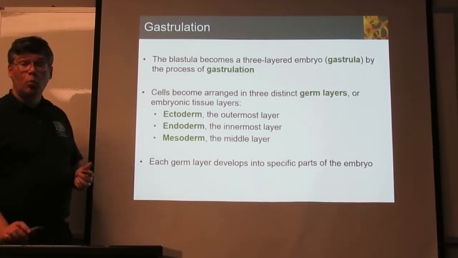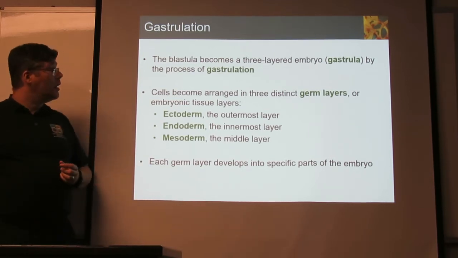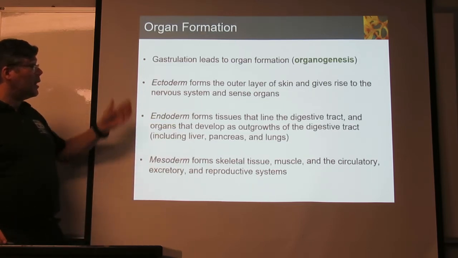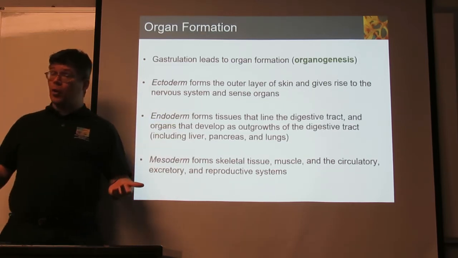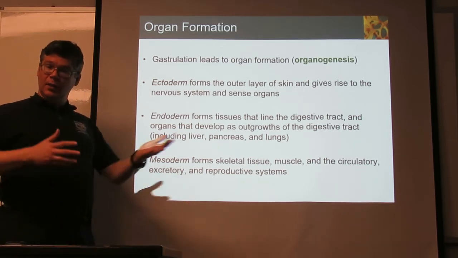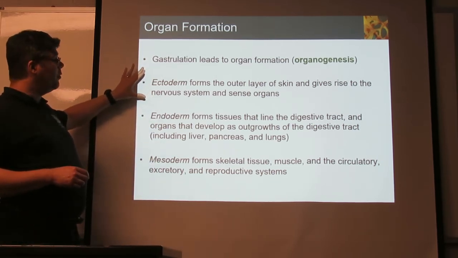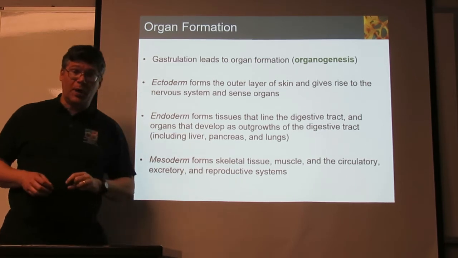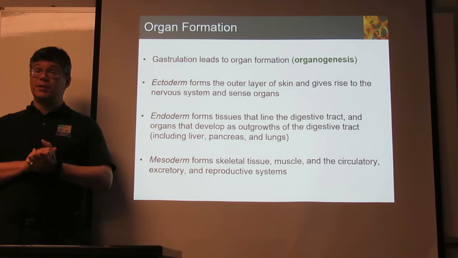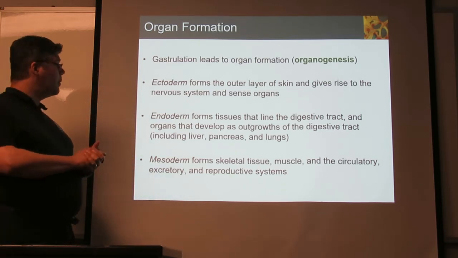Each of these, in turn, will develop into different parts of our embryo into the adult. So, with more different cells to start with, recognizably different in their places, we build more different things, leading to different organs. Ectoderm, no surprise, makes the skin, and also nervous system and sense organs. Those derive from the ectoderm.